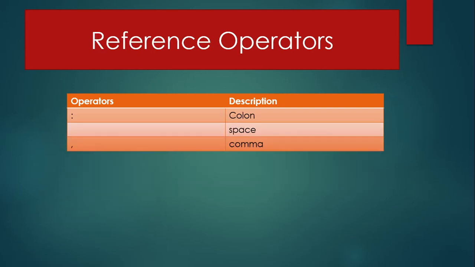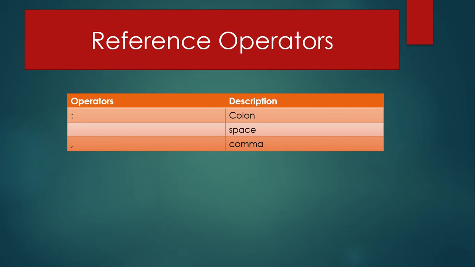Next is the reference operators. So reference operators are used to combine different cell ranges and different reference operators are, first one is colon. Colons are basically used to produce cell range. For example, we want to specify the cell range from A1 to B5, then we can use the colon operator.